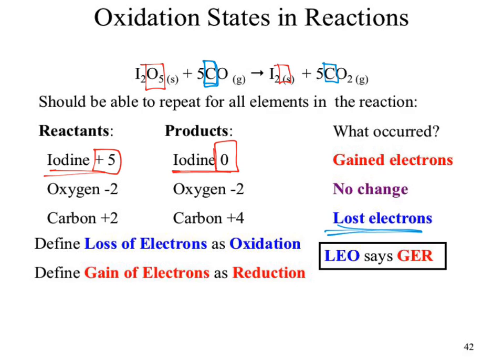Okay? So to decide gaining or losing electrons through an equation, you have to determine the oxidation state for every single element on both sides of the equation. Once you have every single element's oxidation state, you can then compare across the equation: did it change? If it did change, you can then say how it changed. Was it gaining electrons? Was it losing electrons?